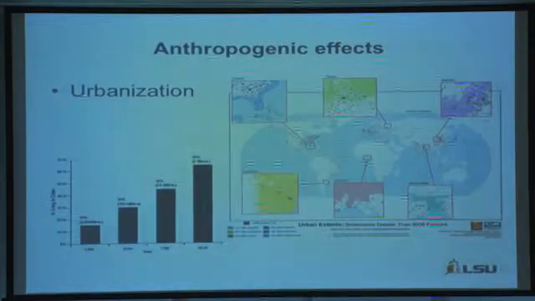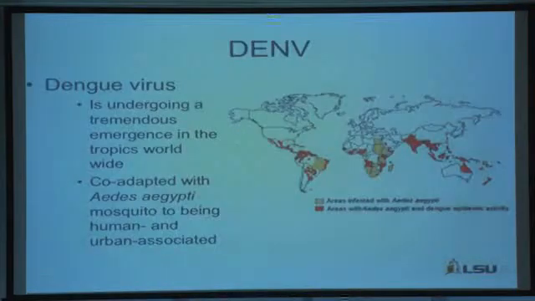So urbanization is another thing that we've done to increase transmission and encourage the emergence of a lot of these pathogens. More of us live in cities now than elsewhere. This has led to the emergence of dengue, which is co-adapted with the Aedes aegypti mosquito, which is really built now to live with us. It's a highly anthropophilic feeder, lives in our houses, actually in our houses, and has come right along with us into our urban lifestyle.